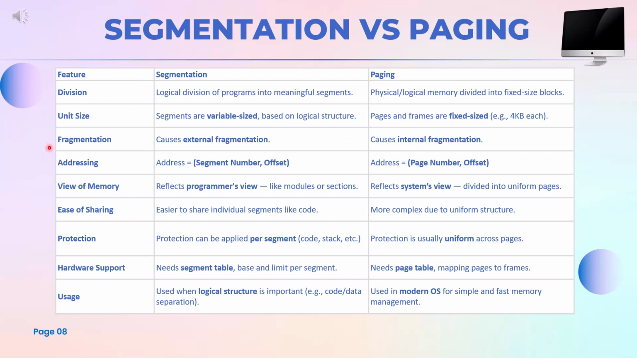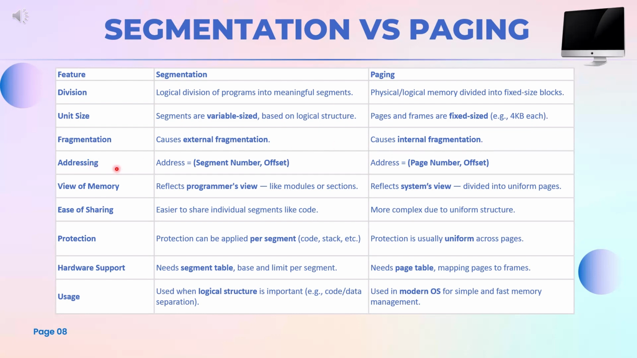Now, let's take fragmentation. This is important. Segmentation suffers from external fragmentation because variable segment sizes can leave unusable gaps in memory. Paging, however, causes internal fragmentation since fixed size pages might not be fully used, leaving unused bytes inside.